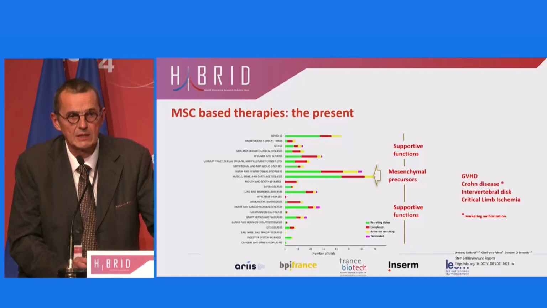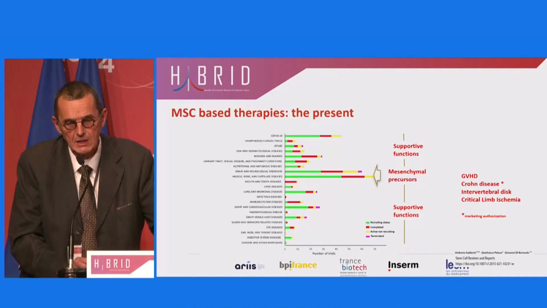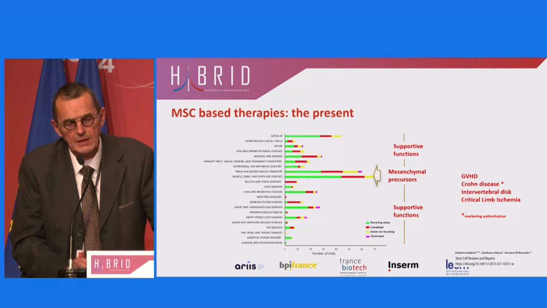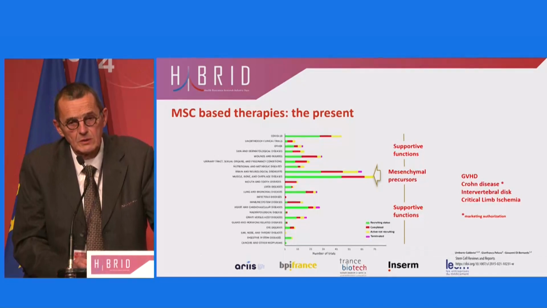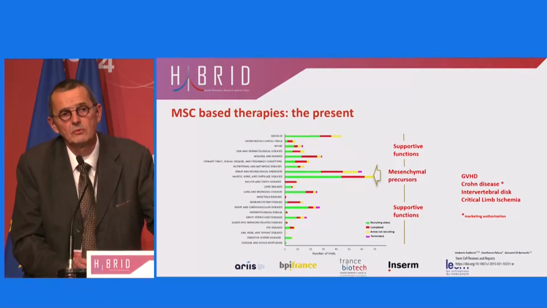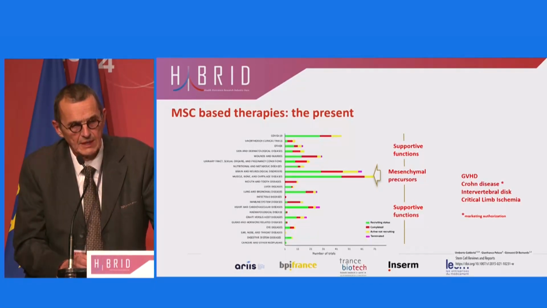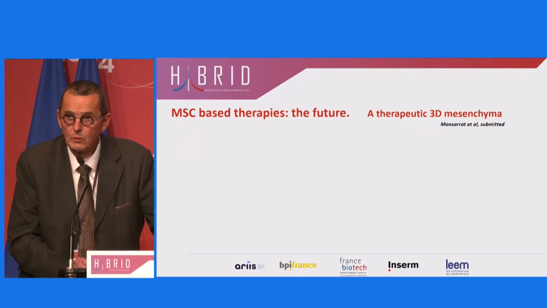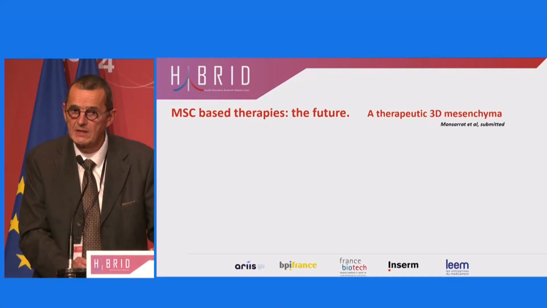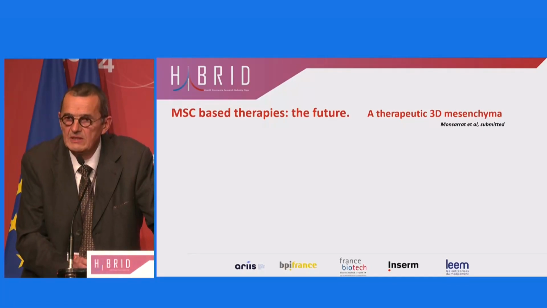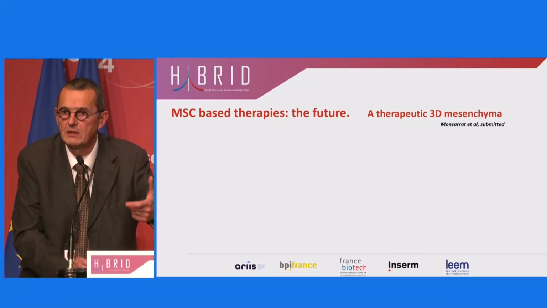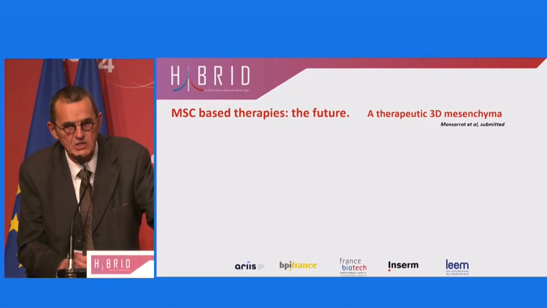Now, how can we move forward? In fact, the results obtained with MSC are relatively variable. And so it's necessary to try to have a robust effect. And so to do that, we thought about generating a therapeutic 3D mesenchyma or a therapeutic 3D stroma in order to correct the dysfunction in the tissue.